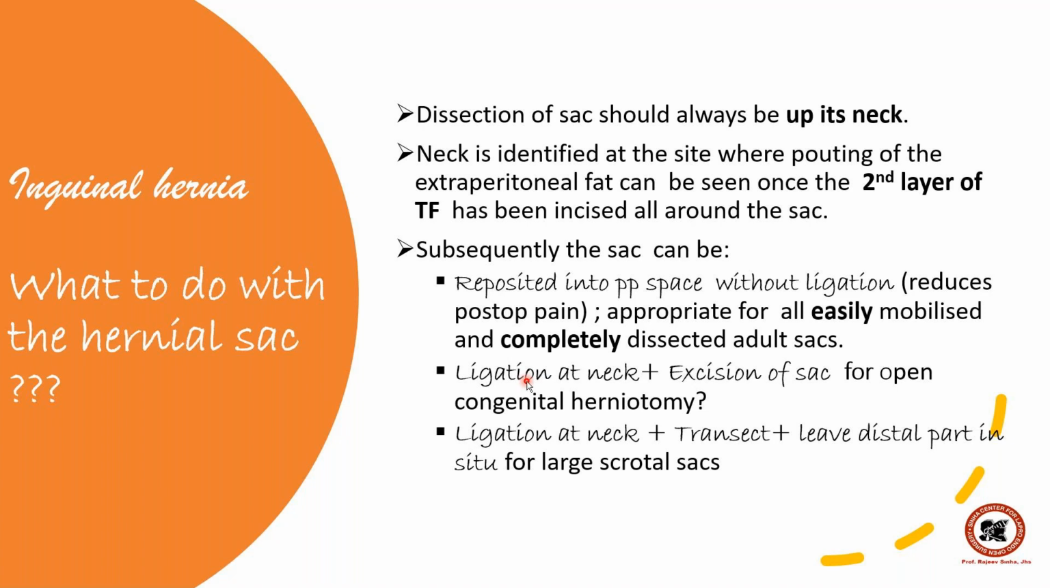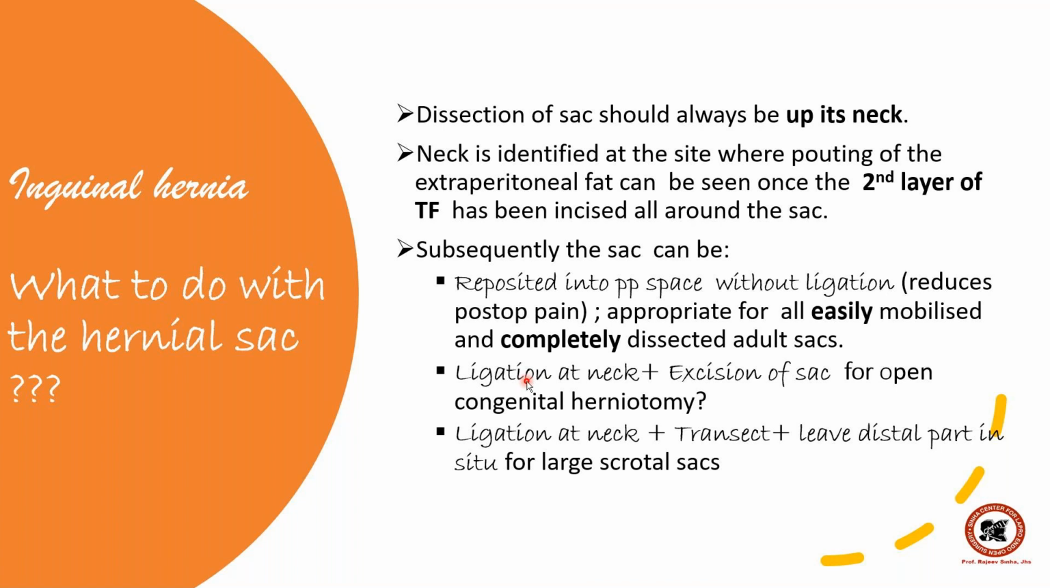One, if the sac is small, push the sac back into the preperitoneal area without ligation, just reduce it, and that would be easily mobilized and completely dissected. Other sacs can be managed with that small sac. Now, if you're tying a sac, the sac is parietal peritoneum. So, if you're tying a sac, you're looking at a parietal peritoneum being tied. It has got sensory innervation, so that would be one of the reasons for postoperative pain after inguinal hernia, the tying of the sac. So, deposit a small sac after dissection into the preperitoneal space. Method number one of managing a sac.